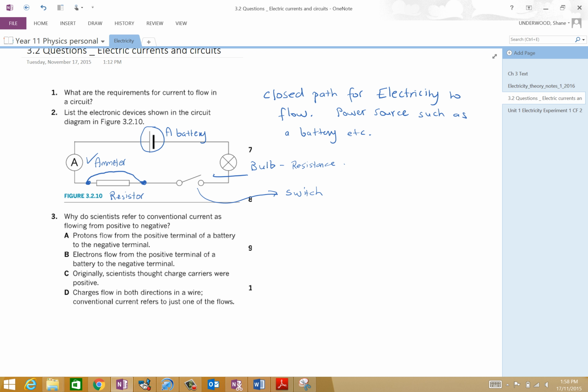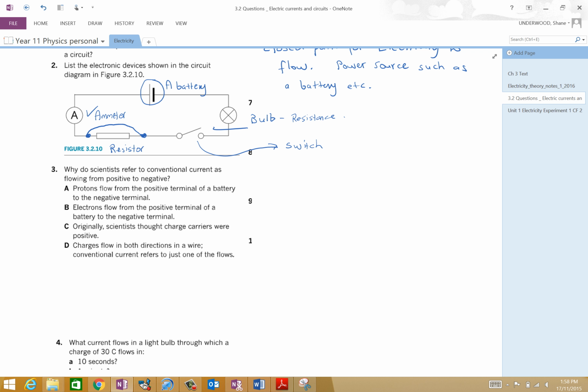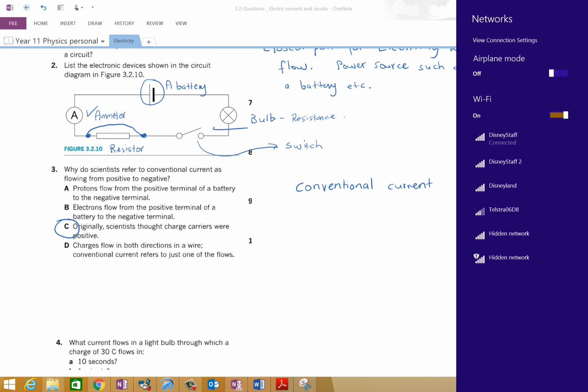Okay? Now, why do scientists refer to conventional current as flowing from positive to negative? Matt, what did you have for that one? C. Yeah, originally scientists thought charge carriers were positive. So the thing is that although we know that electrons flow from the negative to the positive, we have two things. We have conventional current, which is what? Good. Conventional current is positive to negative.